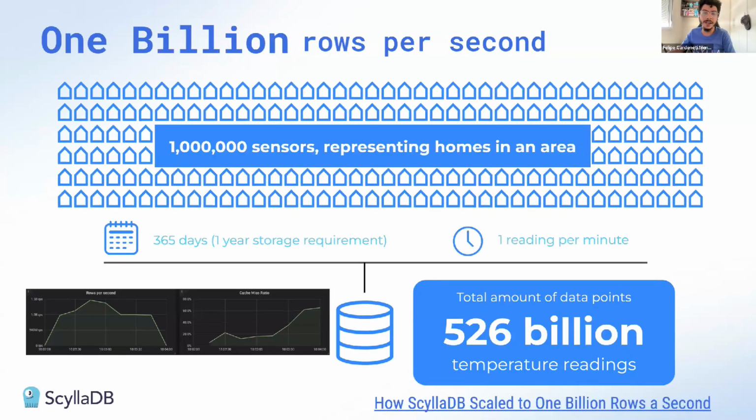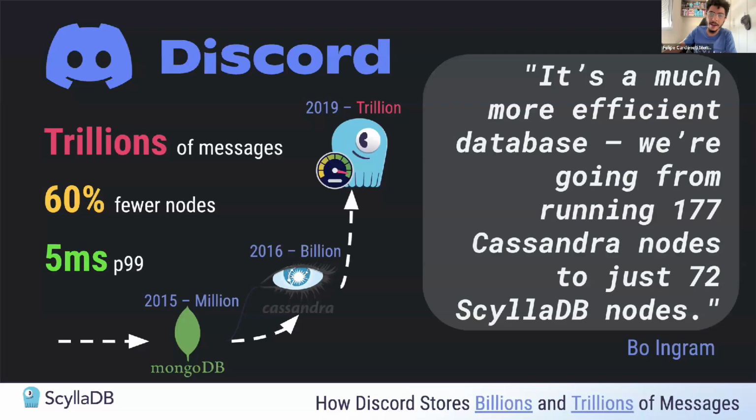What do we mean by performance? Well, basically the ability to overcome today's and tomorrow's engineering challenges fairly easily. ScyllaDB was the first database in the world to process 1 billion rows per second. This is impressive, right? But do you know what's more impressive? We actually did that 5 years ago, back in 2019. And what do we mean by at scale?